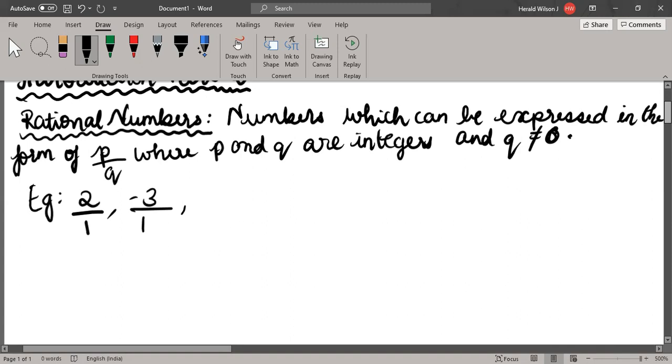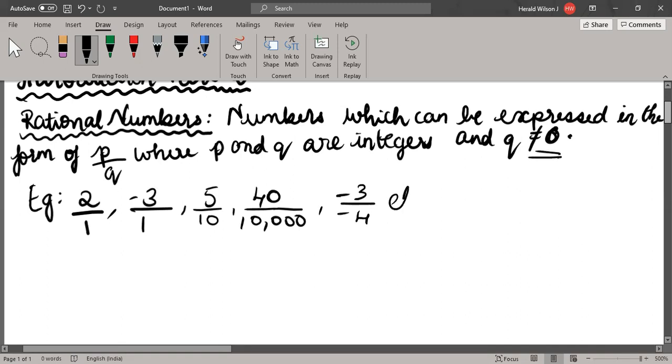Let me give you some other examples. 5 by 10, 40 by 10,000. I'm just picking random examples, guys. And then you can also take minus 3 by minus 4, anything in the denominator, but it should not be equal to 0. Clear? So like this we can keep on giving examples.